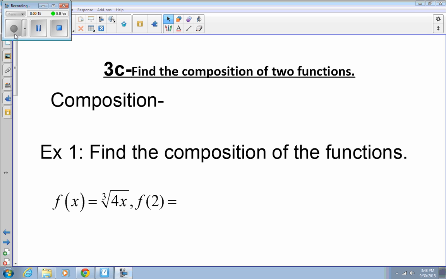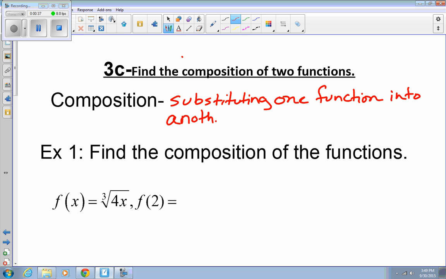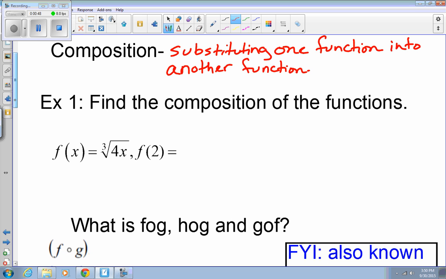Composition is the substituting, substitute one function into another function. So this 3C is all about substitution. So example 1, this is kind of what you did some of in Algebra 1.